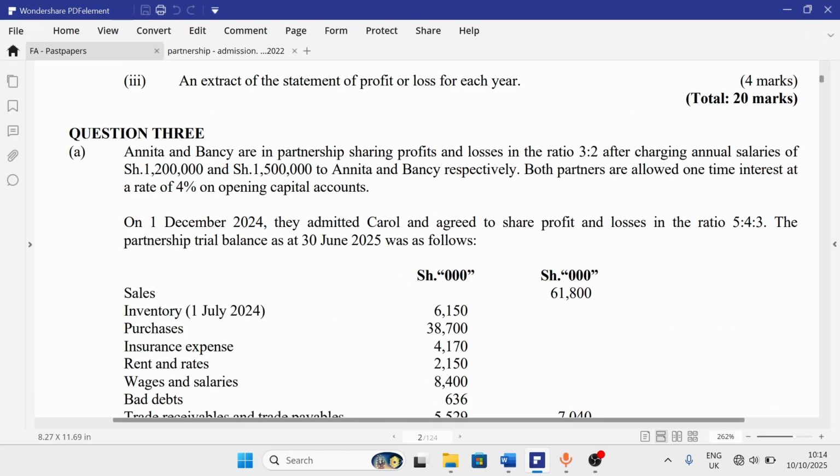In the first paragraph, we were told that Anita and Banse are in partnership, sharing profits and losses in the ratio 3:2, after charging annual salaries of 1,200 and 1,500 to Anita and Banse respectively. So for Anita, we have 1,200, and to Banse we have 1,500. But these are annual salaries. So for the first period, we are going to take salary for 5 months only, and then for the next period, we take salary for 7 months.